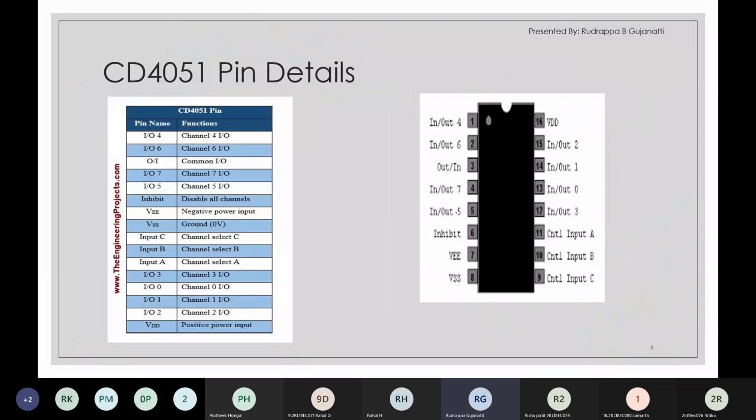So here you can see they have given few specifications. In out 0, so it is the I0 pin. This is in out 3, this is I3. This is I1. This is I2, I4, I6. Then we have I7, I5. So these are the 8 pins which we have for the multiplexing and demultiplexing operations along with these 3 select lines. So let us observe a few of the things.